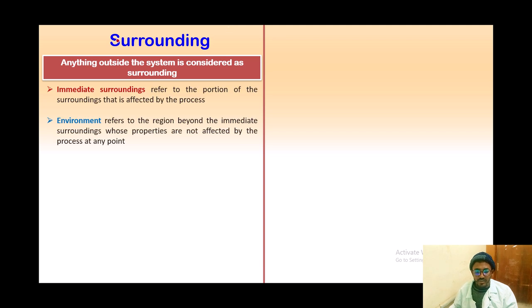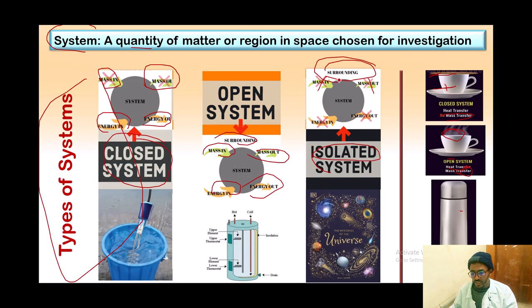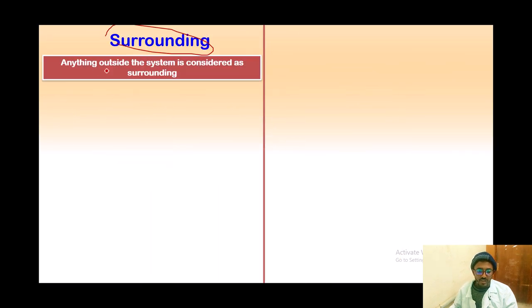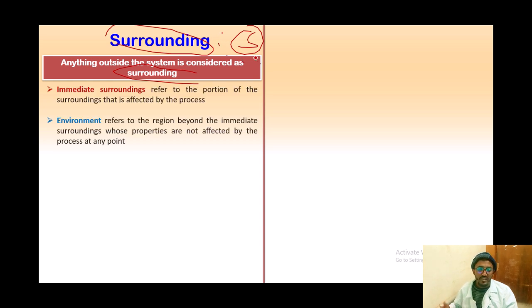So let's talk about surrounding and boundary. We were talking about surrounding here. So what does it mean? Anything outside the system is considered surrounding. Let's say this is the system. If we say this is the system, anything outside this one we call surrounding.